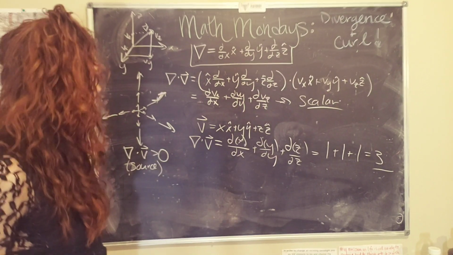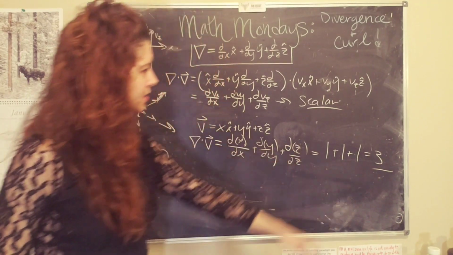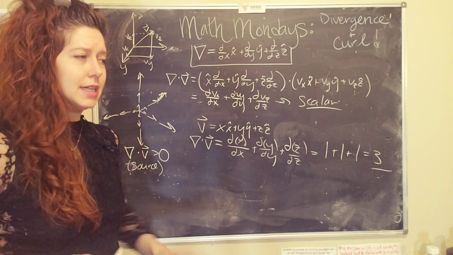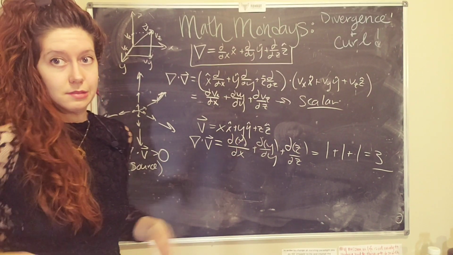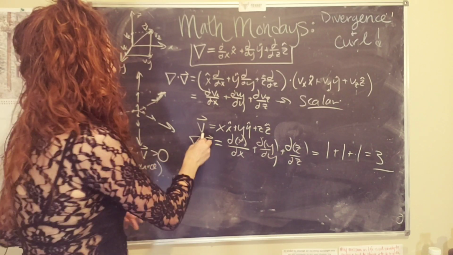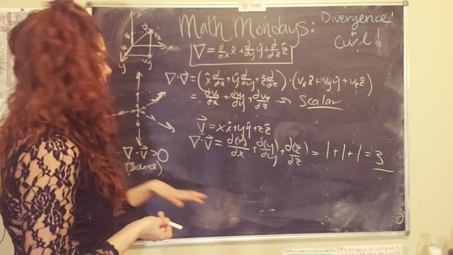So you might notice, okay, it's a scalar. I don't really have a direction. Is it all pointing in one direction? Is it pointing radially outward? So for that, you'll need to know some information about v.